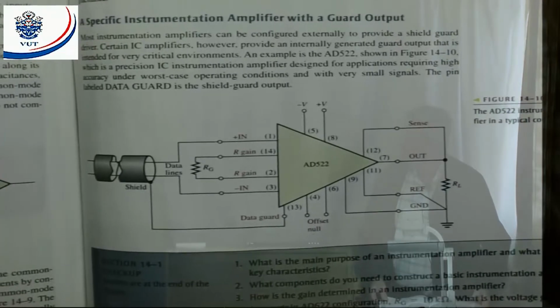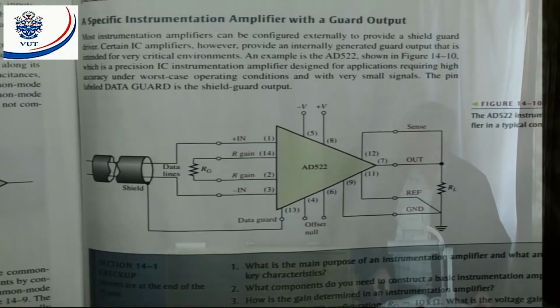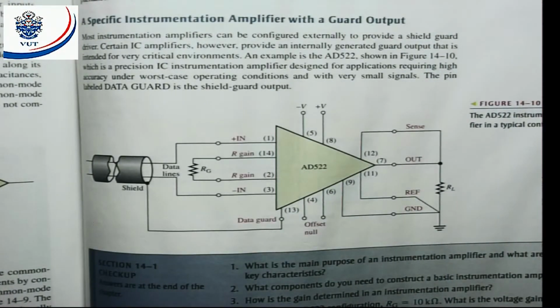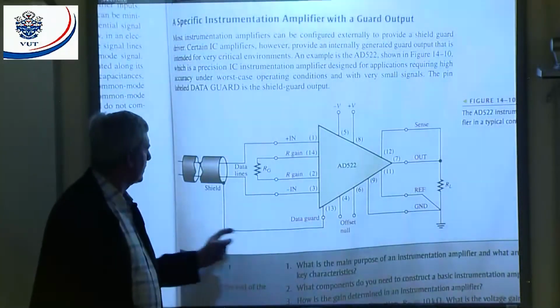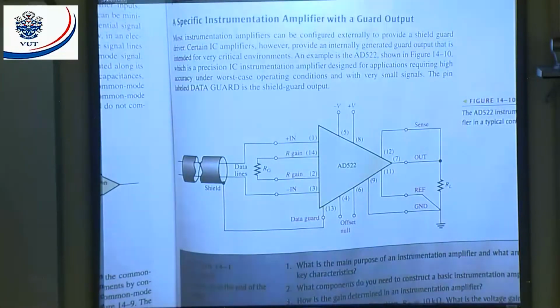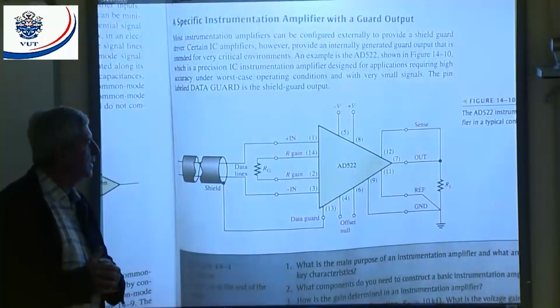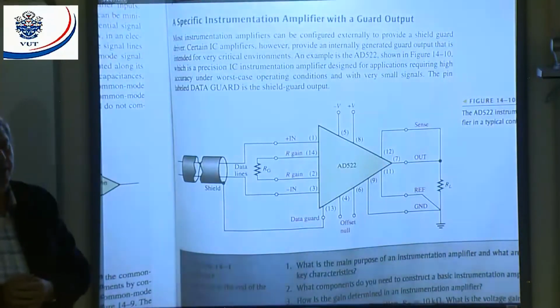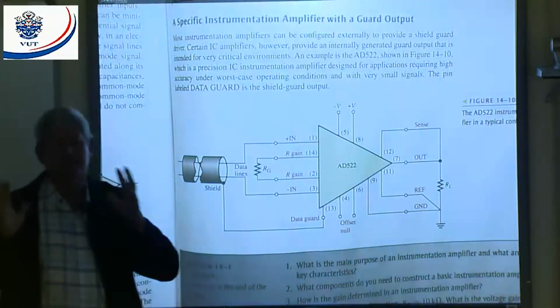And then they're going to give us a basic instrumentation amplifier with a guard output. That means we're going to look at the AD522. This instrumentation amplifier has a data guard output built into the IC itself. By connecting that to your shield, it will basically eliminate that. That means that thing is already designed to do that.